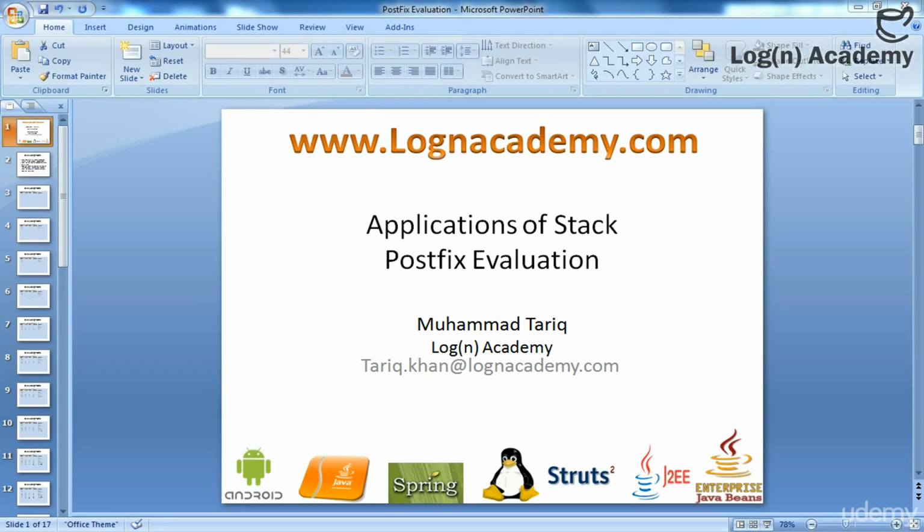In this lecture, we will see how we can evaluate the postfix expression. In the last lecture, we converted the infix expression into the postfix form, and we also implemented the solution. In this lecture, we will see the strategy: how can we implement the postfix evaluation, and how the stack can be utilized in order to solve this problem. So let's start now.